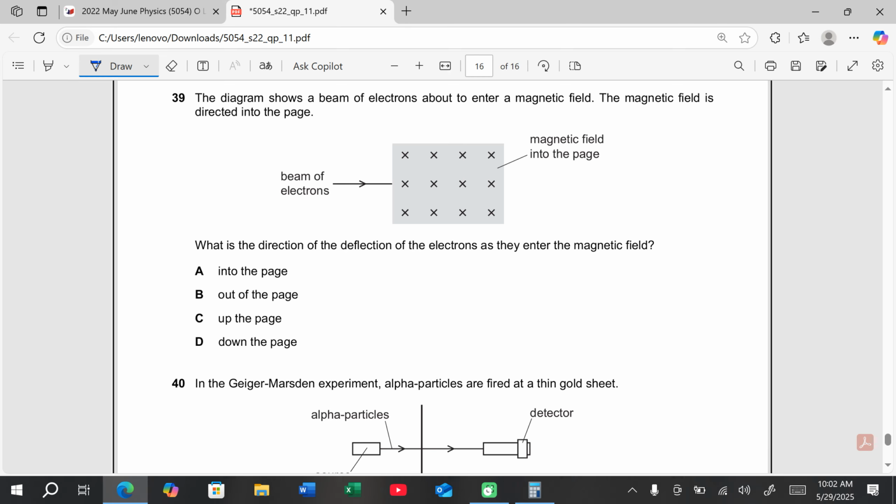The diagram shows a beam of electrons about to enter a magnetic field. In which direction does the deflection of electrons occur? So you're going to use Fleming's left hand rule. The field is into the page, so the first finger will point opposite to the electrons' motion, and not index, this is the middle finger. The first finger should go into the page and the thumb will point downwards. If you see that, it's going to go downwards, so down the page.